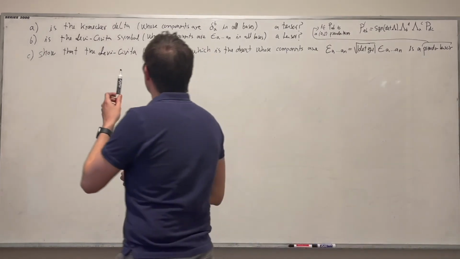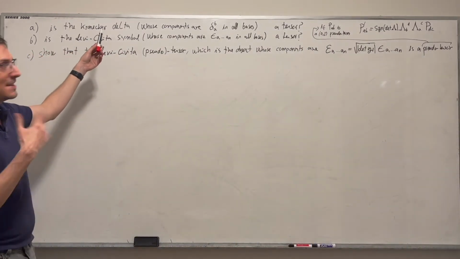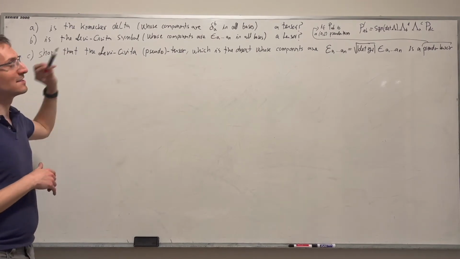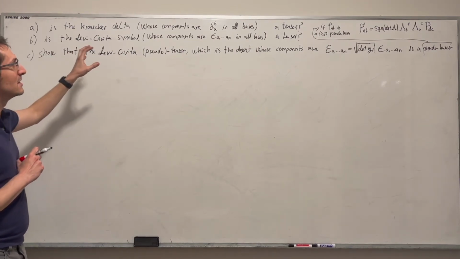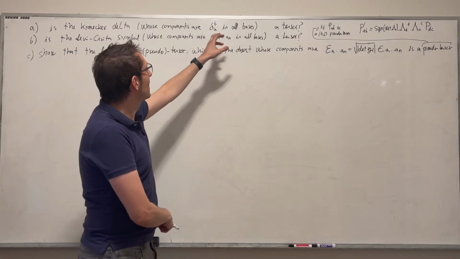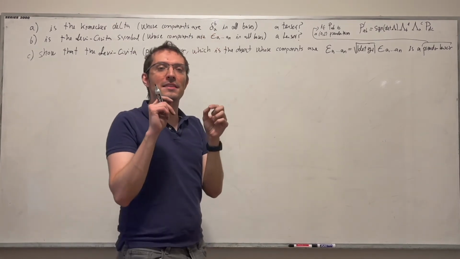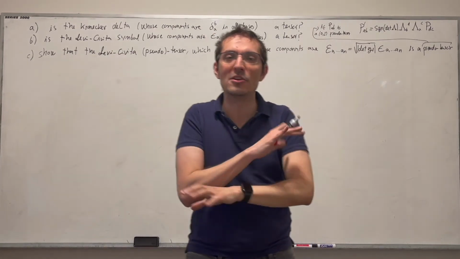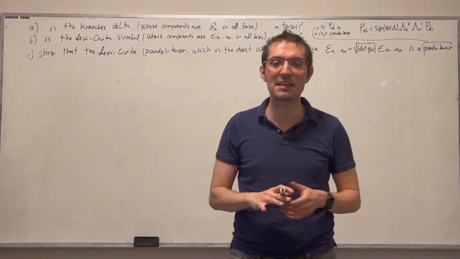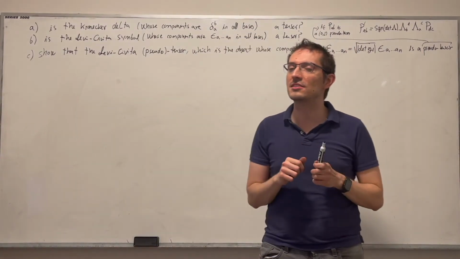First of all, we're going to talk about the delta, the identity in a way, and the Levi-Civita symbol. These are special because these symbols are defined to have the same value, so the components of these symbols have the same value in all bases. If I change bases, they have the same value. So the suspicion is that those things are not tensors.